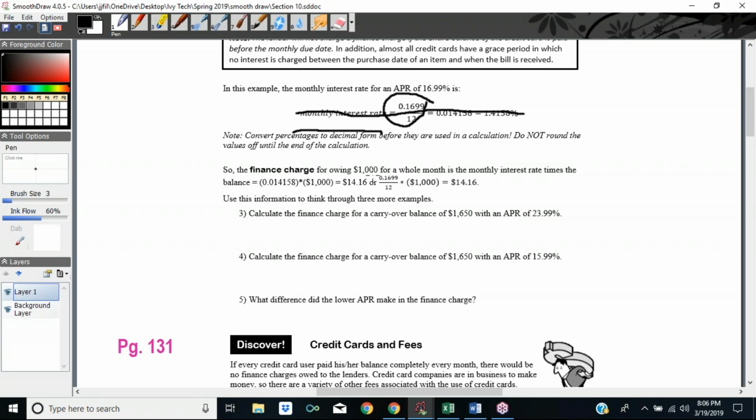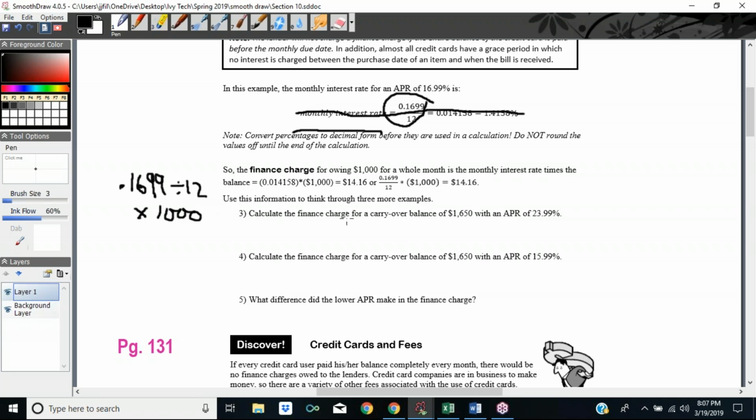So the finance charge for owing $1,000 for a whole month is the monthly interest rate times the balance. What you should probably do on your calculator is not do the monthly interest rate separately, just do it all together. So on your calculator, you would do something like 0.1699 divided by 12, and then times the $1,000. And then you don't get hung up with rounding errors.